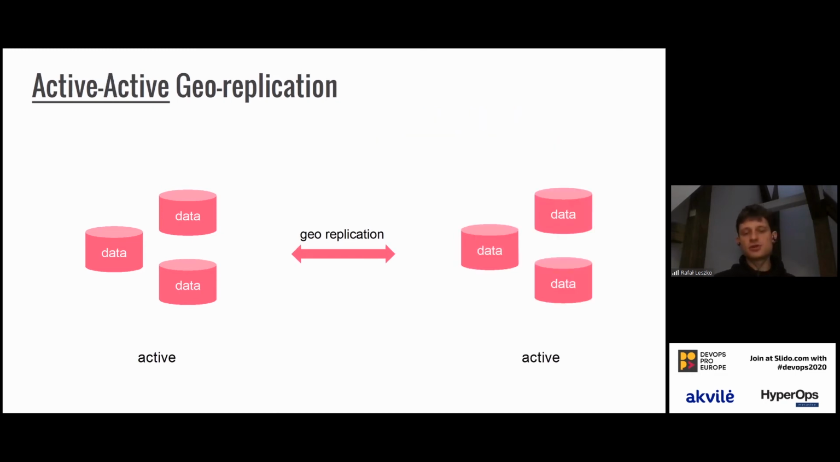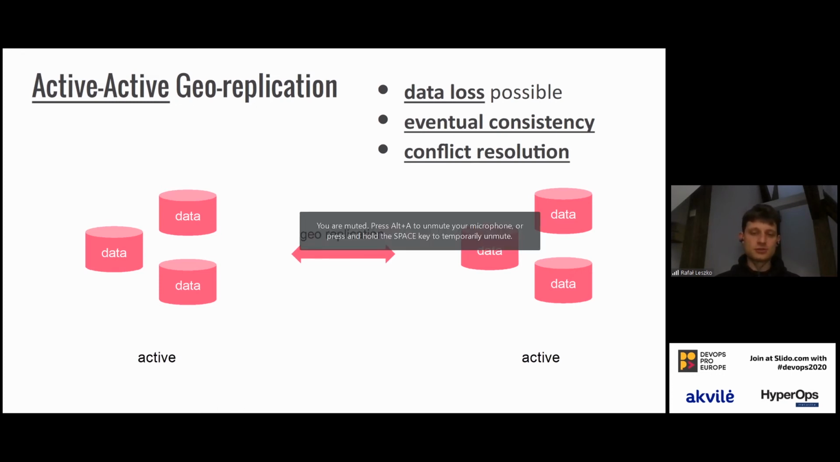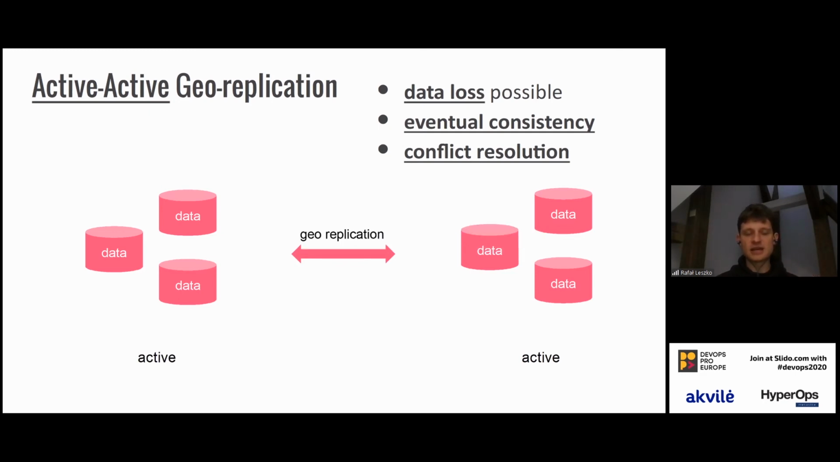In the case of active active geo-replication, it's even worse, because we can write to both clusters, so we can experience data loss. Again, we have to be prepared for eventual consistency, but we also need conflict resolution. What happens if two applications modify the same data at the same time in different data clusters? Most tools address it with conflict resolution strategies, and Hazelcast does too. You can define your own, or the most common one is last one wins, but you have to be prepared for that.